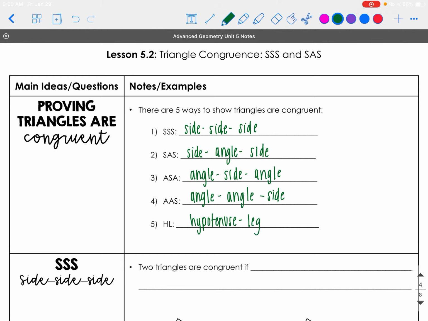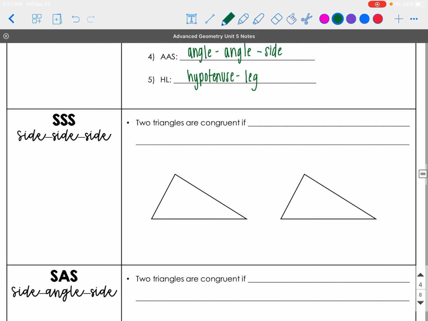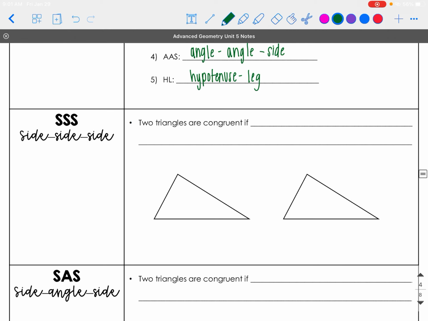leg. And it still probably doesn't mean a whole lot to you, but we're going to break down and learn a couple of them at a time. So today we're really going to focus on numbers 1 and 2, SSS and SAS. And no, in case you're wondering, there is no angle, side, side. That doesn't mean squat. It doesn't help you prove they're congruent, so you better not be writing that down on your paper. All right, so we're going to start with SSS.